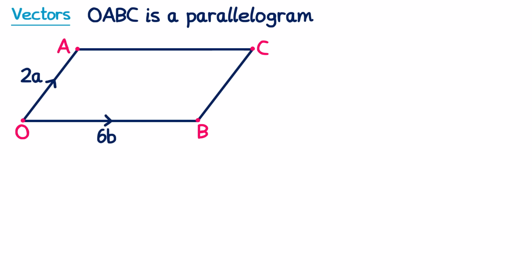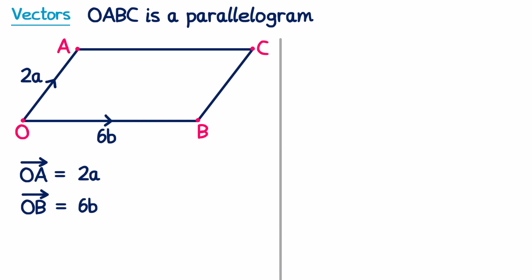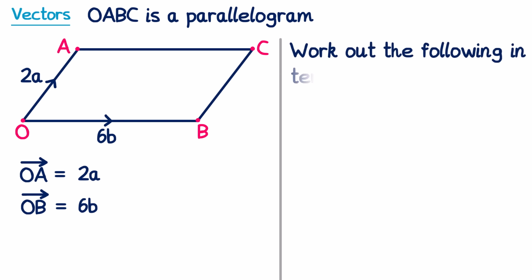Now let's have a look at a second question. So in this one, we've got OABC, which is a parallelogram, and here it is. And we've been told some information about two of its vectors, OA is 2a and OB is 6b, and you can see both of those on this diagram. Then we're going to answer some questions. So this one says, work out the following in terms of a and b, and we're going to start with these two vectors, BC and AC.